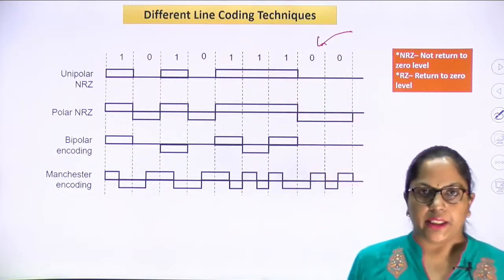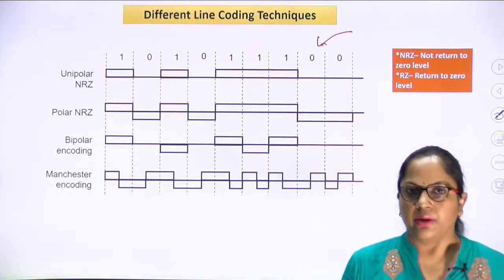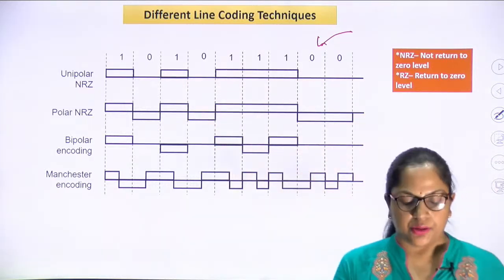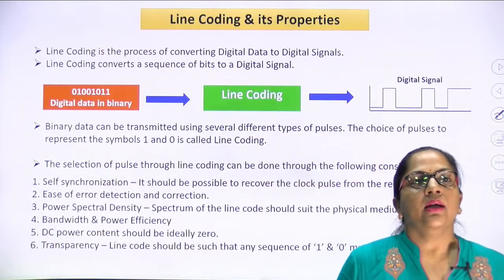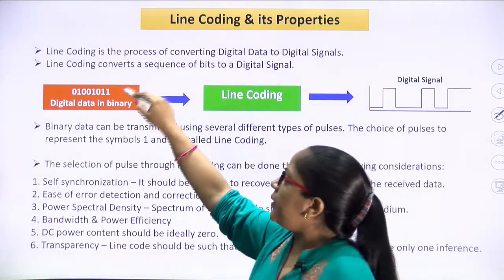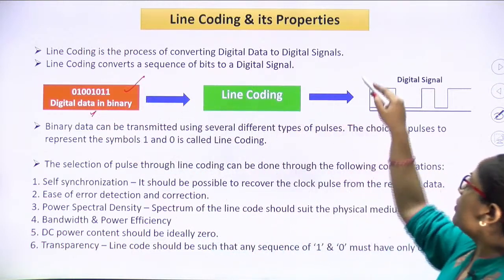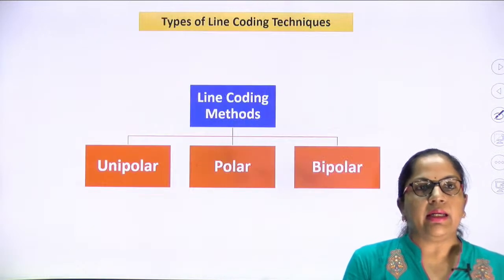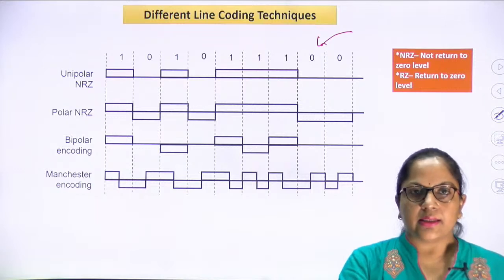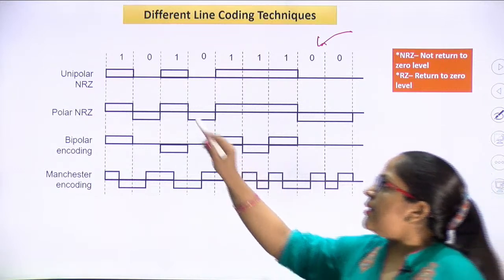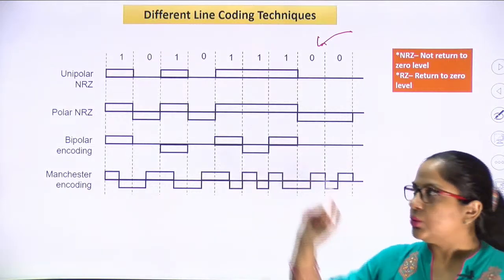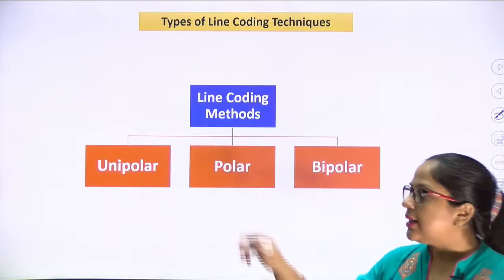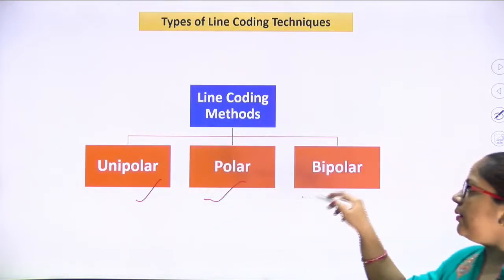But this is just a representation. We cannot transmit this representation. We require some kind of signal to transmit this particular information. So, what is a line coding technique? A line coding technique converts a sequence of bits, which is digital data, into some kind of signal, which is called a digital signal. Okay. So a line coding technique is a technique to convert digital data into a digital signal. We can assign a fixed amount of voltage level to each binary in a particular manner. We have three basic line coding methods: unipolar, polar and bipolar.